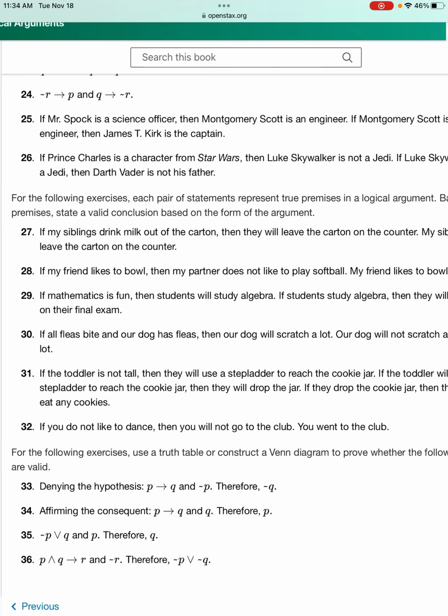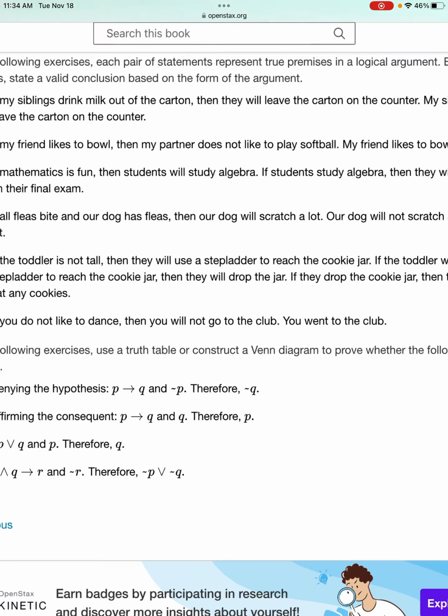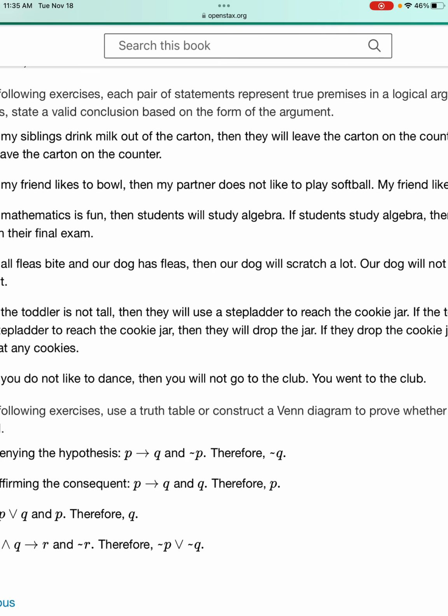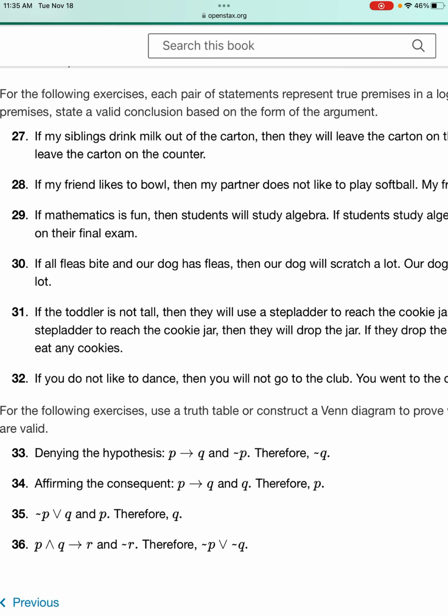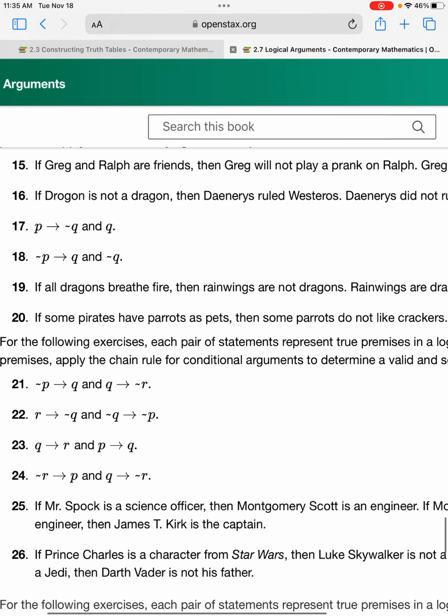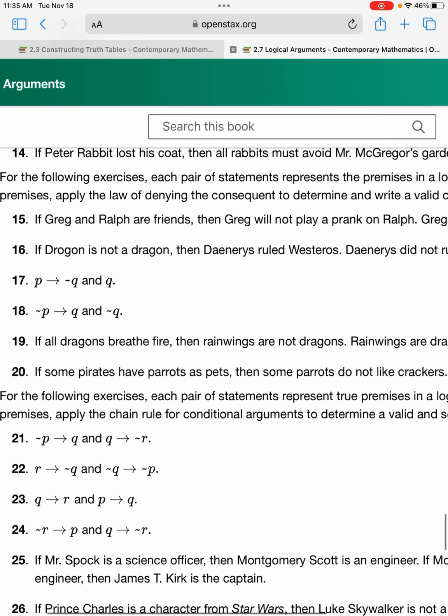Let's look at 32. If you do not like to dance, then you will not go to the club. You went to the club. So this is also a denying the consequent because that second thing didn't happen. So what do we have? We have the first thing not happening. That means we do like to dance. And so they don't get harder and harder as we go forward. And so that's what's happening as you do the homework.